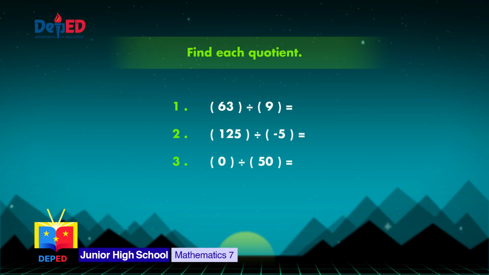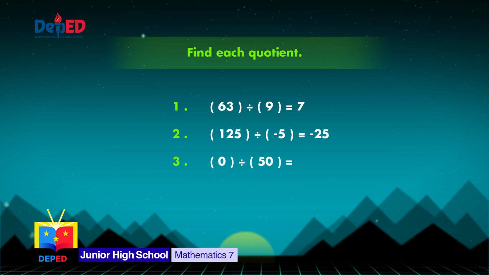In this activity, we need to find the quotient of two integers. Number 1 is 63 divided by 9. Since both are positive, the sign will be positive. And 63 divided by 9 is 7. So the quotient is 7. Number 2, 125 divided by negative 5. Since they have different signs, the sign will be negative. And 125 divided by negative 5 is negative 25. And last, 0 divided by 50. Since the dividend is 0, the quotient will be 0.